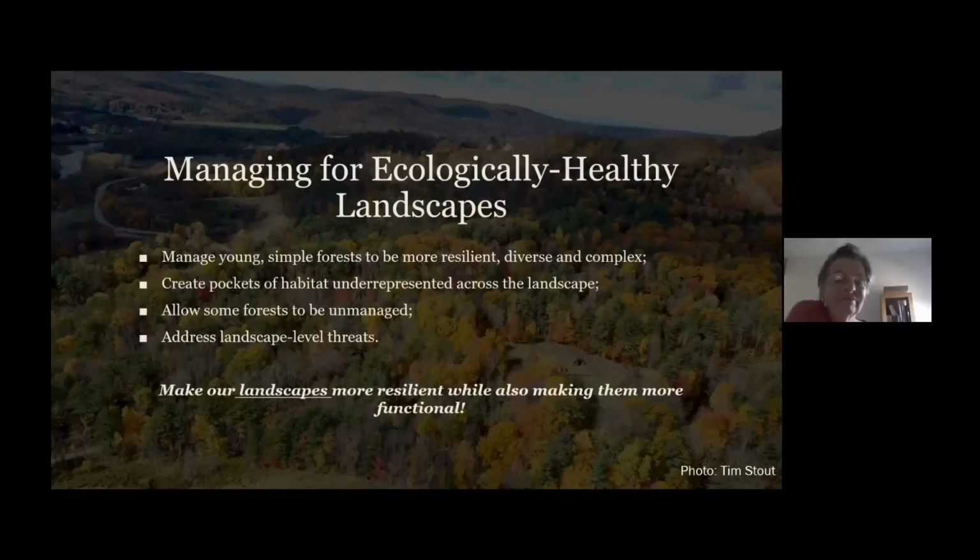And so as we're thinking about managing for landscapes that are going to store a lot of carbon and also that are ecologically healthy in a broader sense, we need to think about managing young, simple forests, which is most forests on our landscape, to be more resilient, diverse, and complex. Creating pockets perhaps of habitat underrepresented across our landscape in order to protect our native biodiversity, which is under so much stress. Allowing some forests to be unmanaged.